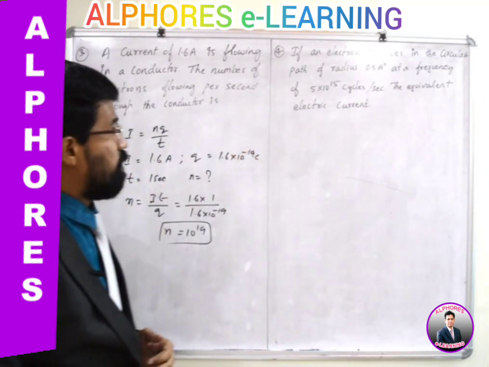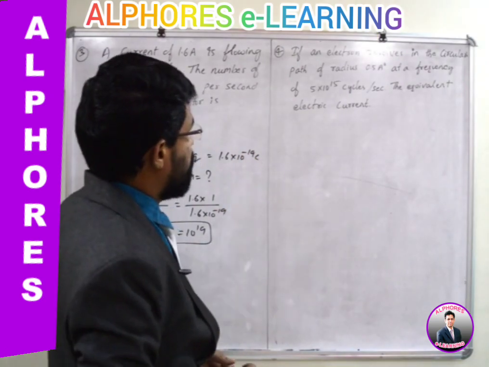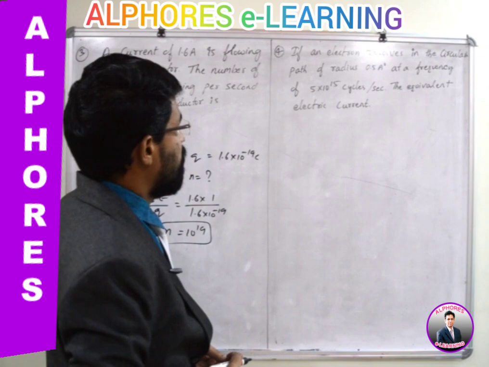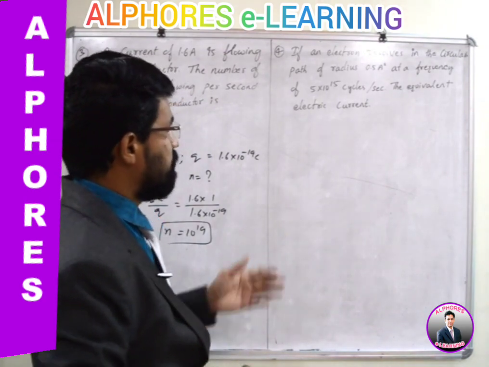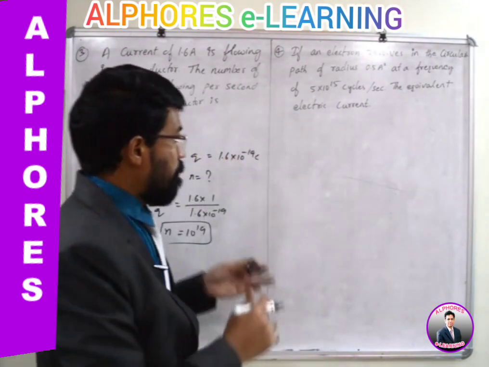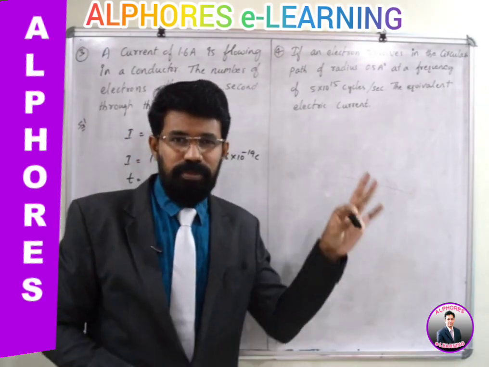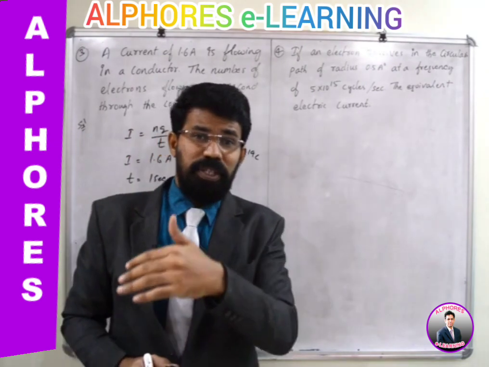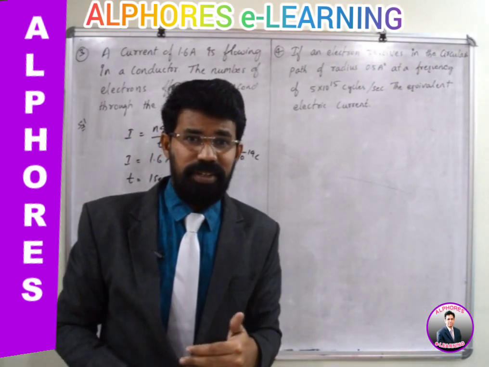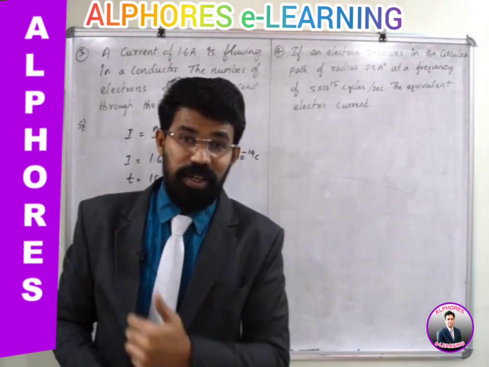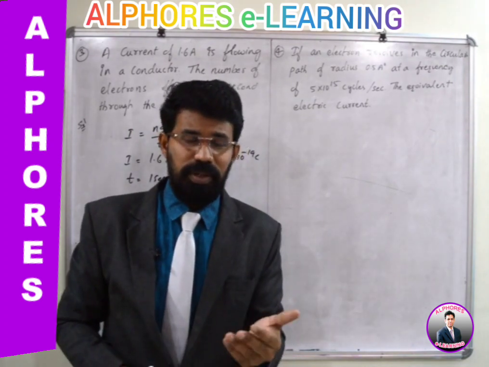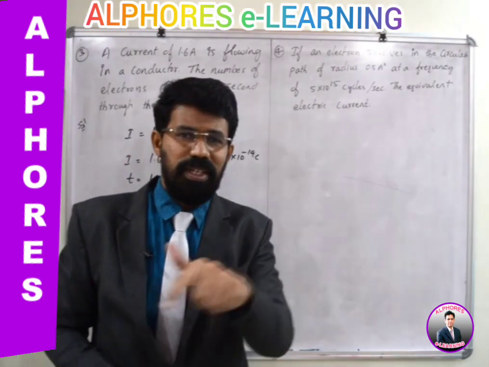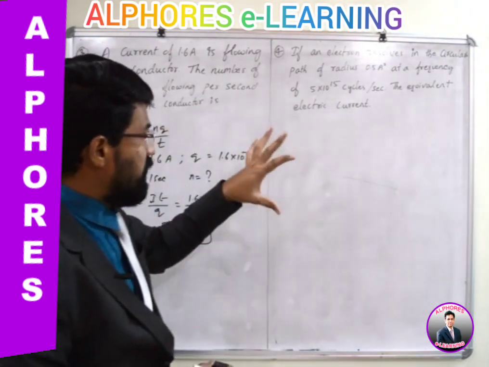Now let us look at this problem. If an electron revolves in a circular path of radius 0.5 angstroms at a frequency of 5 into 10 power 15 cycles per second, the equivalent electric current is? We have already solved one problem based on this kind of model, the hydrogen atom. There the speed of the revolving electron and the radius of the orbit were given, so we used v equal to 2 pi r by T and calculated the current associated with the revolving electron. Now the data is slightly different.